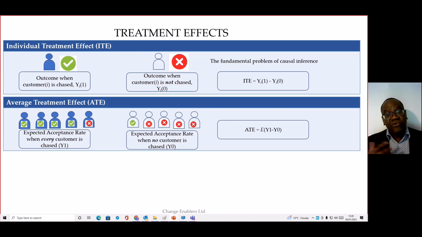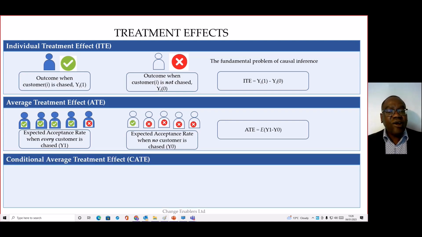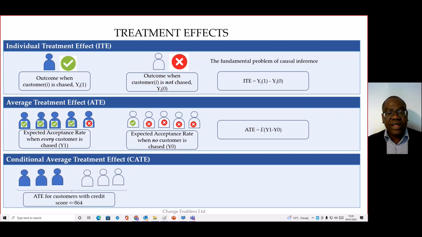However, this is a relatively blunt instrument as it doesn't cater for individual differences. It's been jokingly said that on average, if I stick my feet in the oven and my head in the freezer, I'll be fine. There's also another treatment effect of interest referred to as the conditional average treatment effect. This is where we calculate the average treatment effect based on a certain condition, for example, on the credit score.